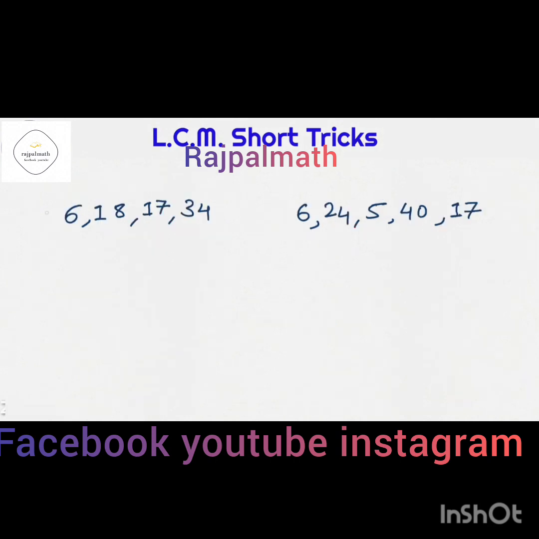Let's increase the complexity now. Let's find out the LCM of these numbers. You can see the largest number here is 34. So let's check which number 34 is divisible by. It is divisible by 17. So cancel it out. Now the rest of the numbers are 18 and 6. So 34 is not divisible by these numbers.